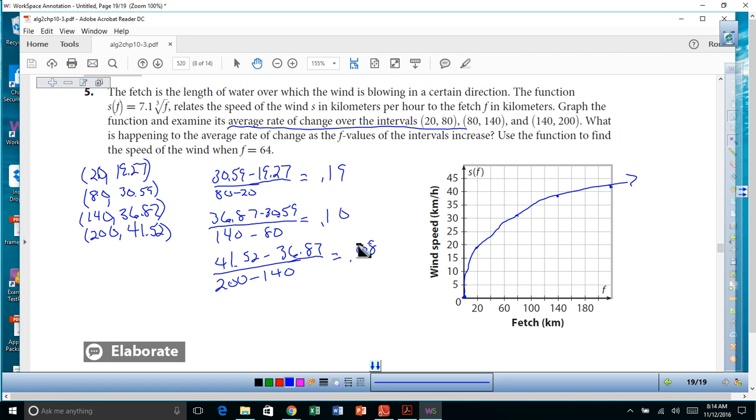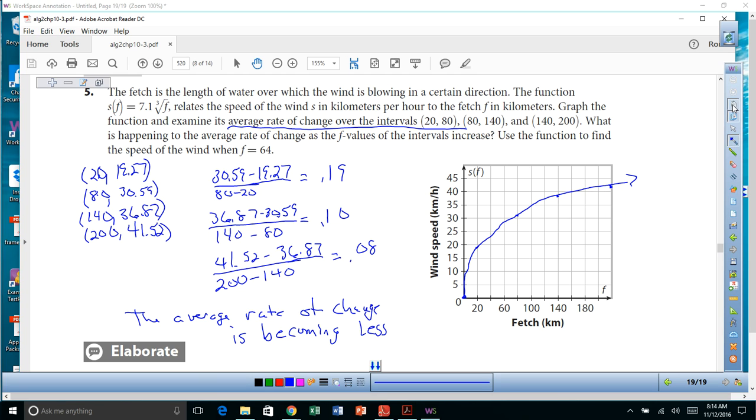So the average rate of change is becoming less. It's flattening out. Probably never actually get completely flat, but it's headed in that direction.